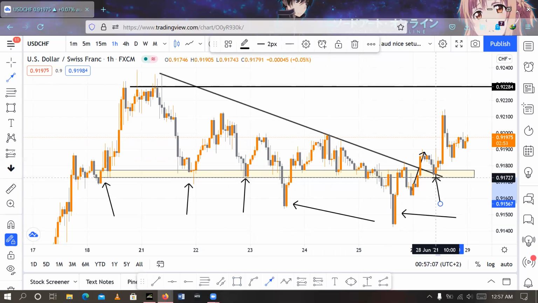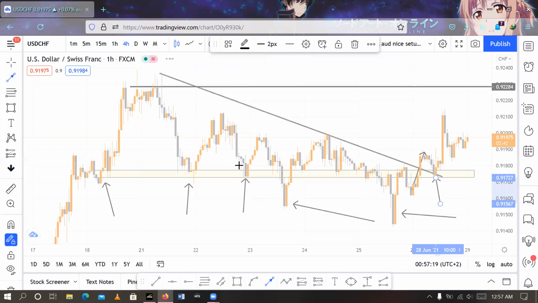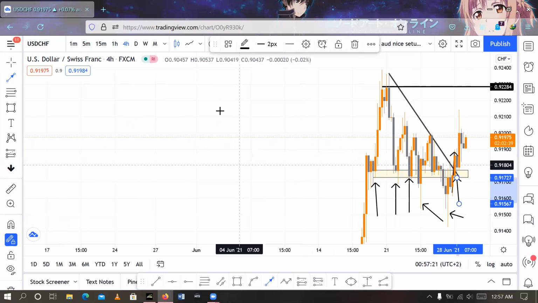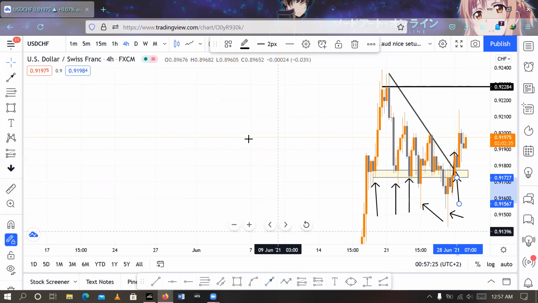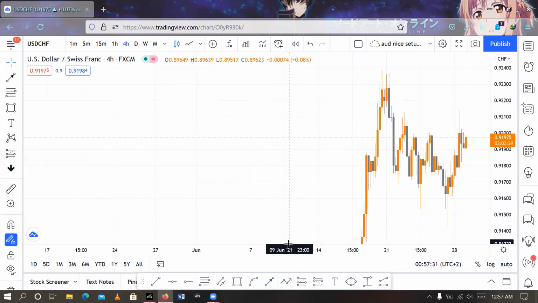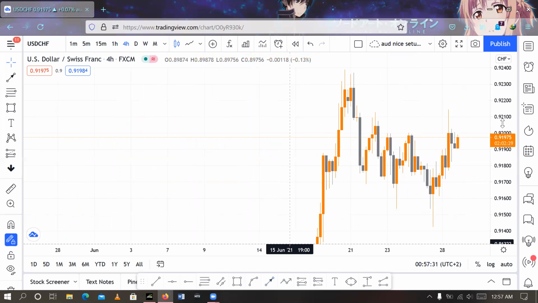Now looking at the market structure on the 4-hour time frame, we were able to identify that whatever was happening here, it was actually a corrective move. Let me remove the drawings. Okay. I want to bring your attention to something.